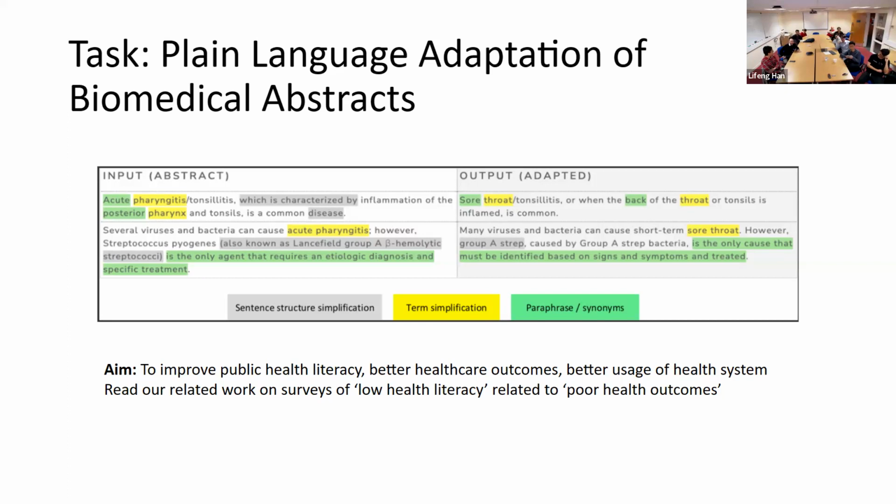If we also want to talk about the first example, which might be a bit easier to understand. Okay, read it. Acute pharyngitis tonsillitis, which is characterized by inflammation of the posterior pharynx and tonsils, is a common disease. So I replace acute pharyngitis by sore throat. Read the output. Yeah, so sore throat, tonsillitis, or when the back of the throat or tonsils is inflamed, it is common.